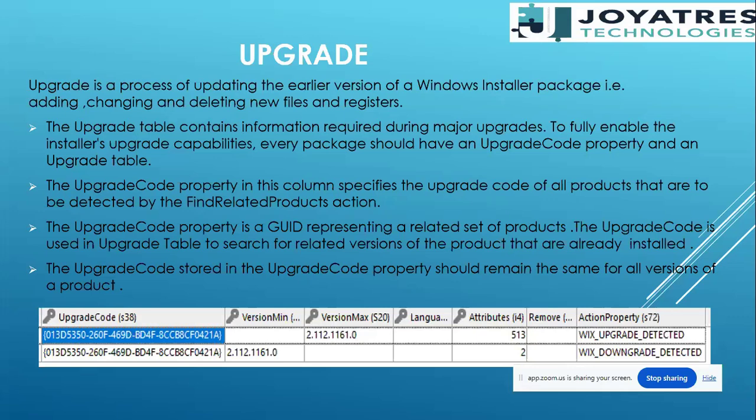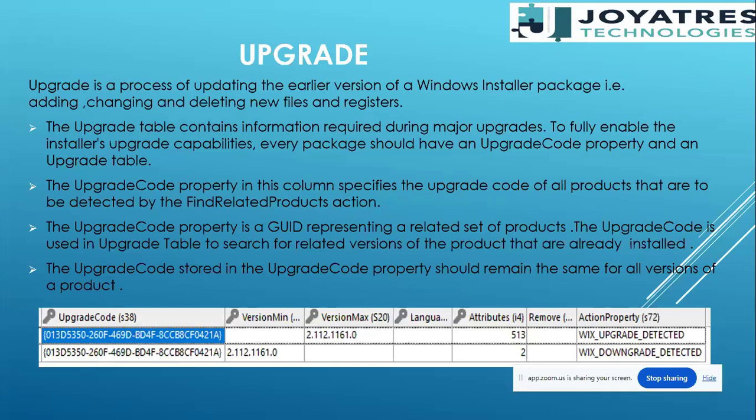Upgrade is a process of updating the earlier version of a Windows installer package, that is adding, changing and deleting files and registries. The upgrade table contains information required during major upgrades to fully enable the installer upgrade capabilities. Every package should have an upgrade code property and an upgrade table.